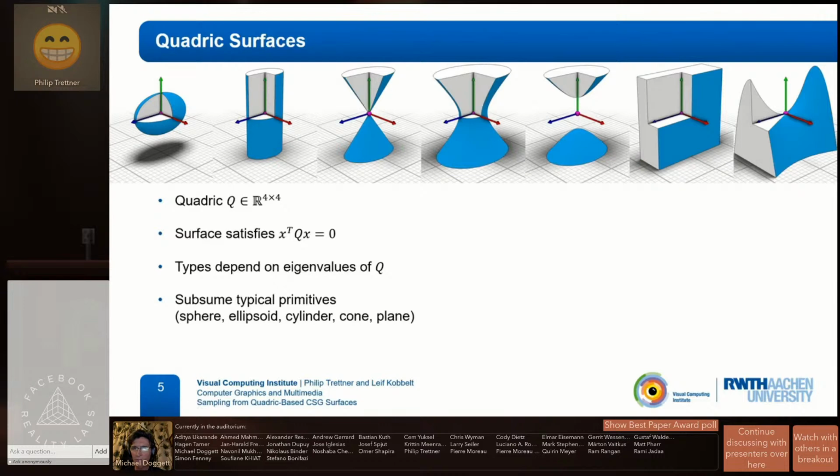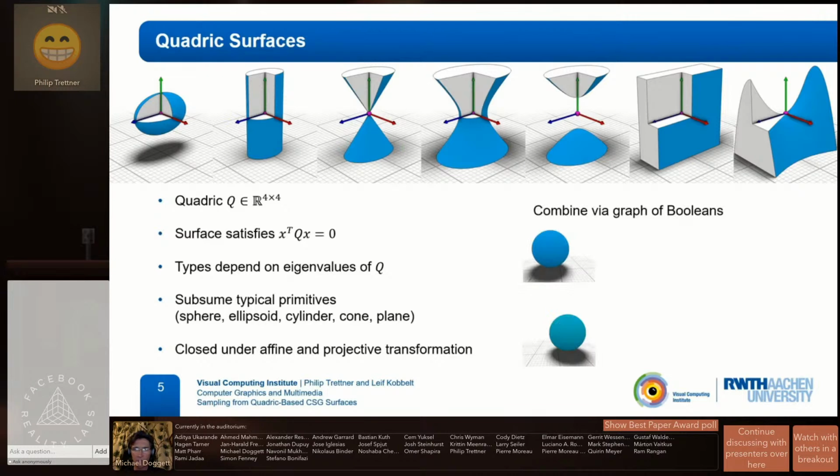Another property which is really useful from the perspective of a 3D modeling system is that quadric surfaces are closed under affine and projective transformation. Any 4x4 transformation matrix can be multiplied and applied to the quadric and results in a new quadric surface. Now, given these primitives, we can combine them using a graph of Boolean operations. So for example, these two spheres can be combined using the intersection to yield this lens-like shape. And then we can add a third sphere and union it into the lens to get more and more complex CSG objects.